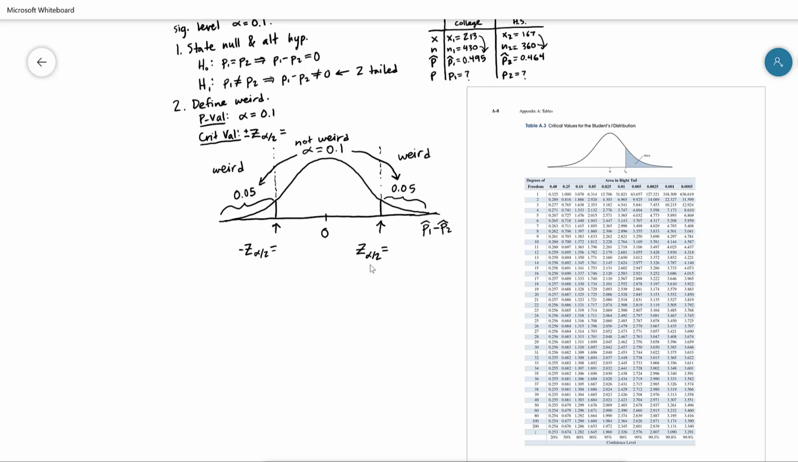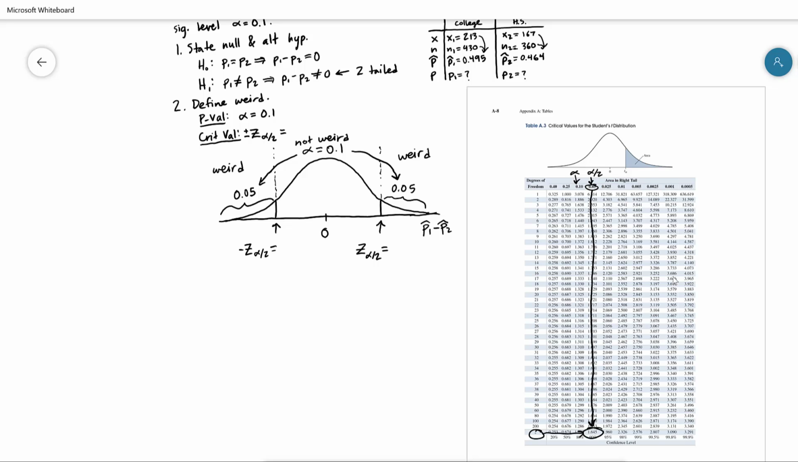So the area I need to look up isn't alpha. I'm not looking up 0.1. I'm not going to use this number. I need to use this number because this is alpha divided by 2. So using this number, tracking it down to the bottom. This is alpha, but I'm not using alpha. I'm using alpha over 2. So this is the number I need, and if I go down to the row labeled Z, that's the number I need.